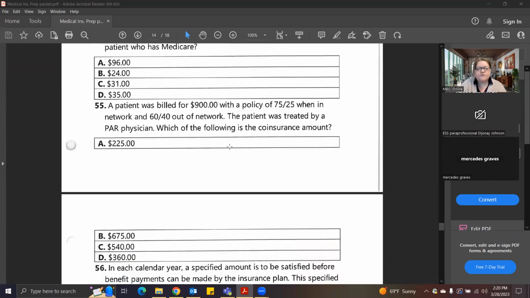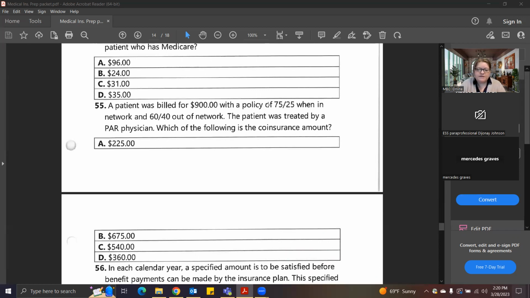All right. So number 55. A patient was billed for $900 with a policy of 75/25 when in network and 60/40 out of network. The patient was treated by a par physician. Which of the following is the coinsurance amount? Okay, so a couple things you need to know about this right off the top.